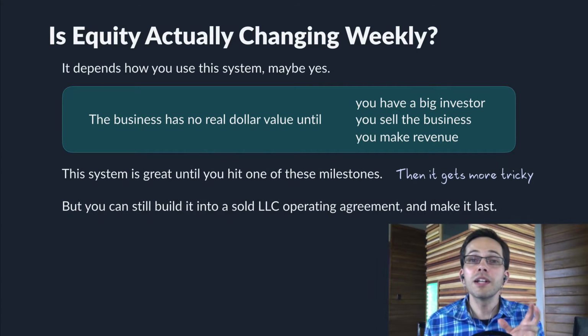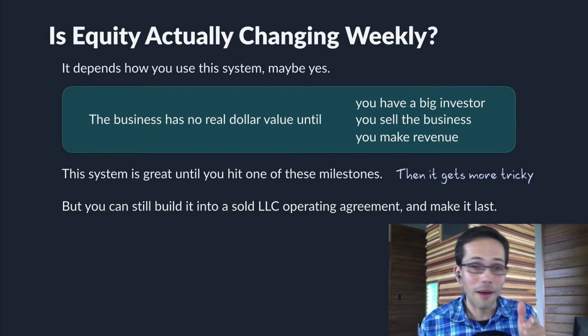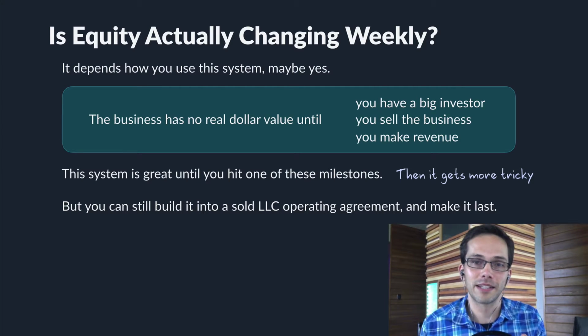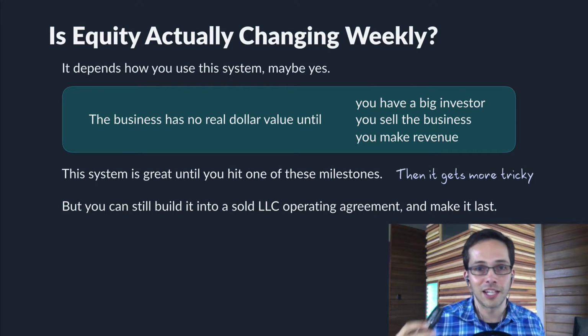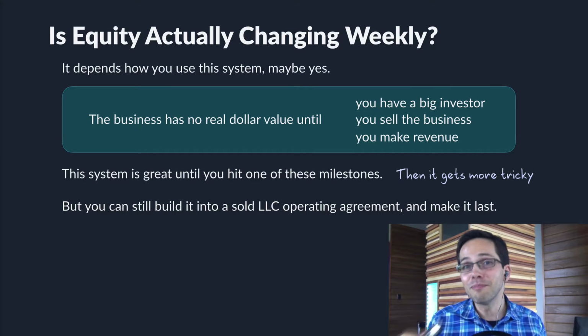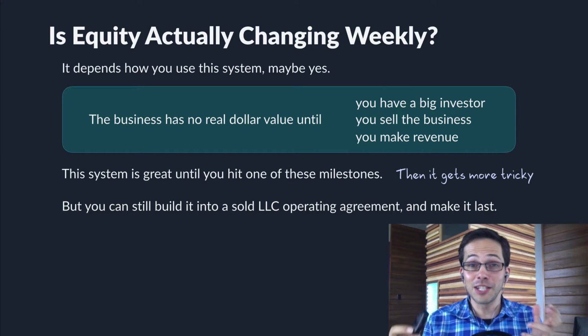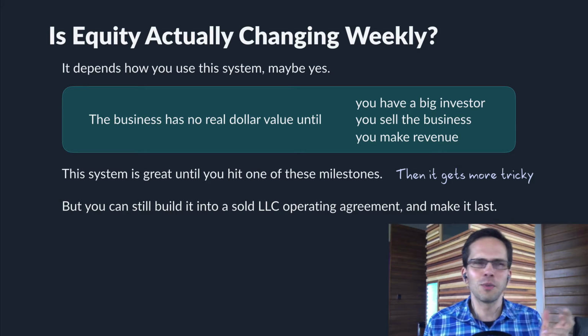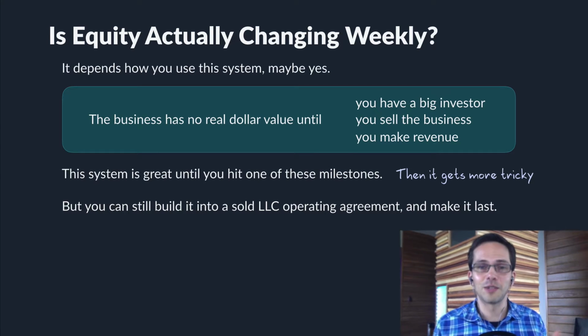But if you go onto the slicingpie.com website, you can actually buy an LLC agreement that makes it so that equity actually does change on a weekly basis based on your slices of the pie. So you can build it in so that it is actually changing weekly. Not that you'd want to check it weekly, but it is changing weekly.